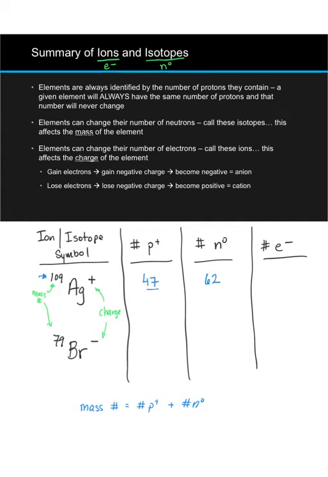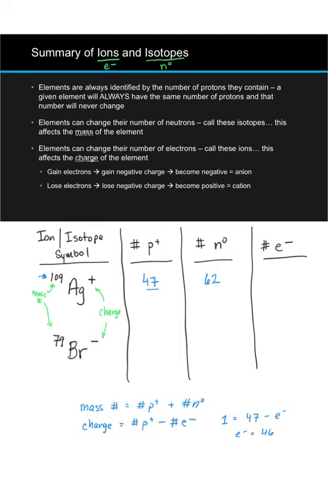Lastly, the number of electrons can be determined based on what we know about charge. The charge on an ion is the number of protons minus the number of electrons. Therefore, because we know the charge is +1 implicitly from this superscript on the right-hand side, then 1 is equal to the number of protons, 47, minus the number of electrons, an unknown value. Or rearranging this to solve for the number of electrons means that we must have 46.